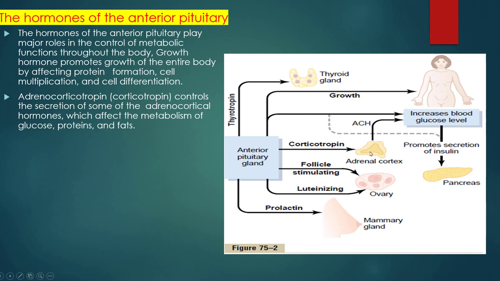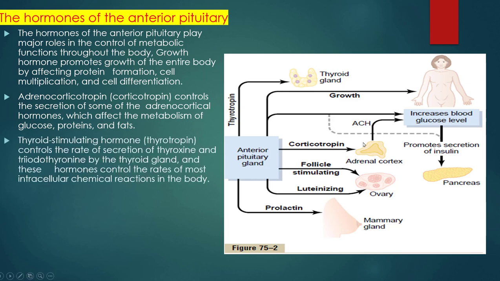Adrenocorticotropin controls the secretion of some adrenocortical hormones, which affect the metabolism of glucose, protein, and fats. By the adrenal gland, the hormones control metabolism of glucose and fats. Thyroid stimulating hormone acts on the thyroid gland. It controls the secretion of thyroxine and triiodothyronine by the thyroid gland, and these hormones control the rate of most intracellular chemical reactions in the body. The thyroid hormone receptor is located in the nucleus of the cell.